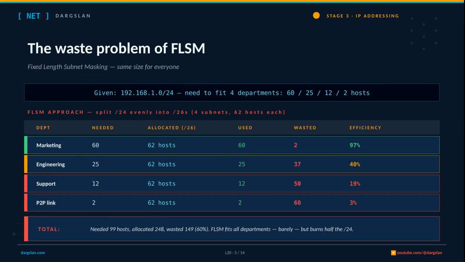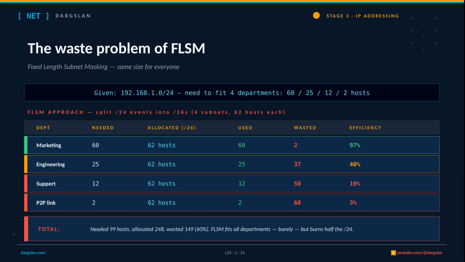Let's make the waste problem concrete. We've got a /24, 192.168.1.0, and 4 departments needing 60, 25, 12, and just 2 hosts. The FLSM approach says, pick one mask, apply it everywhere. Split the /24 into 4 equal /26s, each holding 62 hosts.